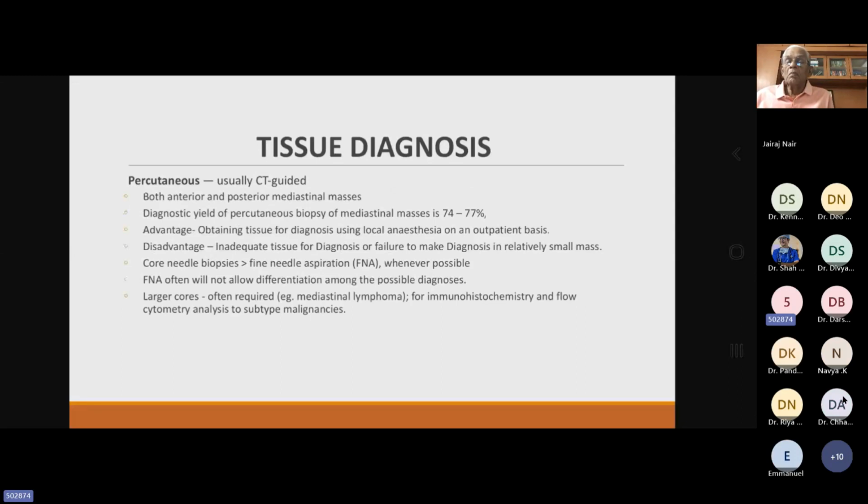Diagnostic yield of percutaneous biopsy of mediastinal mass is 74 to 77%. The advantage is obtaining tissue for diagnosis using local anesthesia on an outpatient basis. The disadvantage is inadequate tissue for diagnosis and failure to make a diagnosis in a relatively small mass. Core needle biopsies are better than fine needle aspiration, because fine needle aspiration will not allow differentiation among the possible diagnoses. Larger cores are often required for immunohistochemistry and flow cytometry analysis to subtype the malignancies.